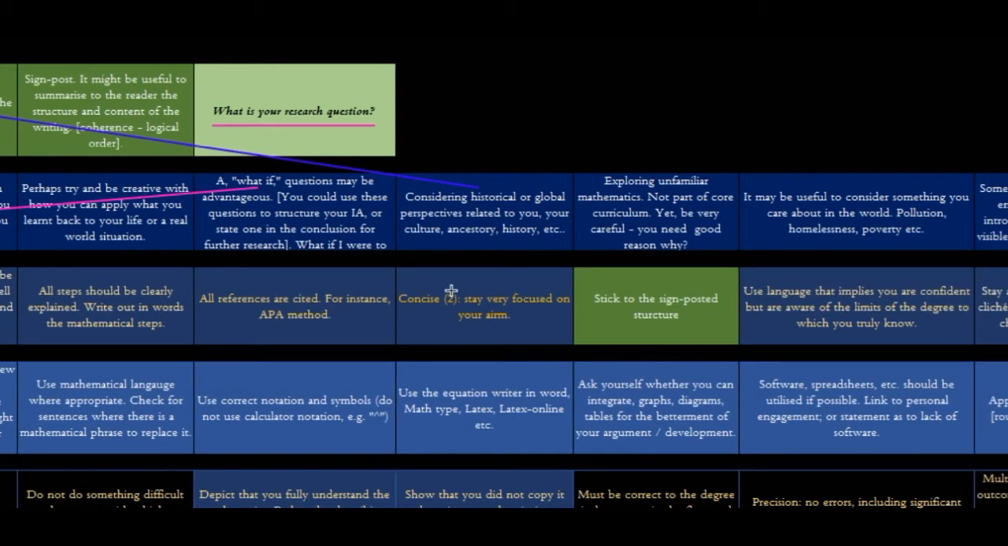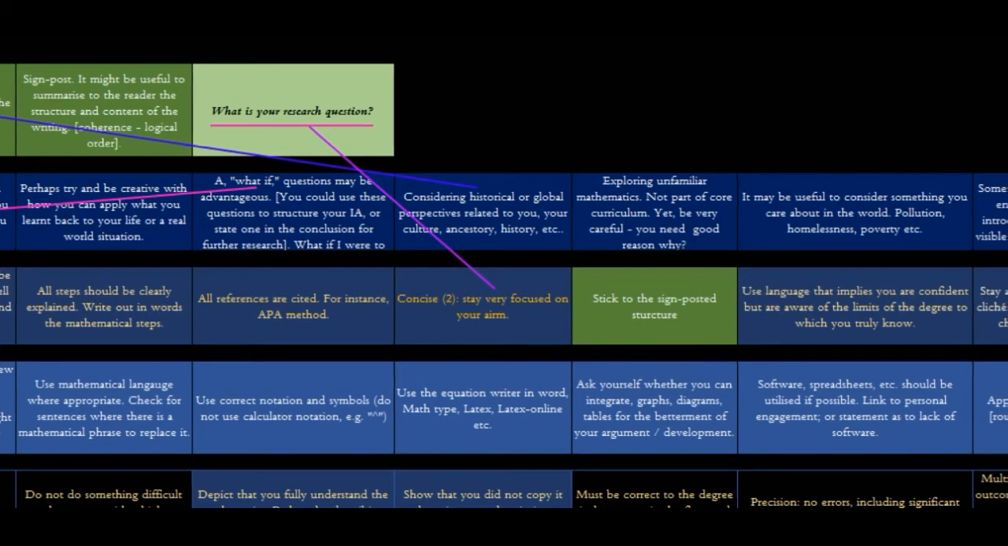With regards to being concise, I talked about concise in terms of the sentences. Being concise can also be in terms of staying very focused on your aim. I would like you to consider the degree to which you are concise in terms of whether you are going off topic relative to your research question. It must be linked to your research question.